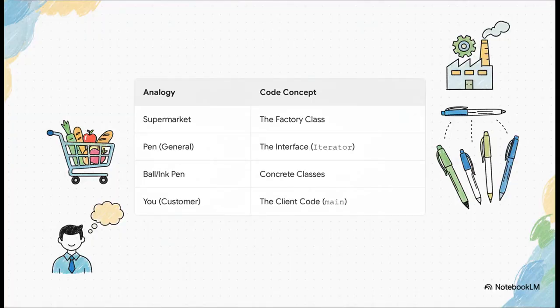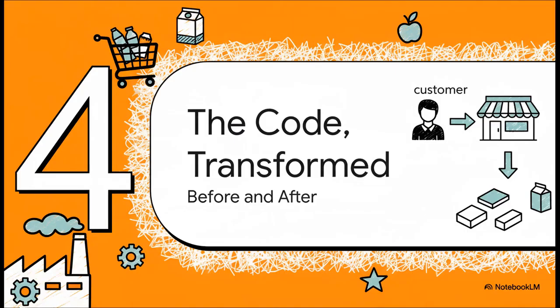Okay, so here's how it all lines up. The supermarket, that's our factory class. The one single place that's responsible for creating all the objects. The general idea of a pen, that represents our interface. It's like a contract that just says, hey, this thing can iterate. The specific types, like the ball pen or the ink pen, those are our concrete classes. And you, the customer, you're the client code, the part of the program that needs an object, but really shouldn't have to care about the messy details of how it's actually put together. So let's get back to it and see how this transforms our actual code.